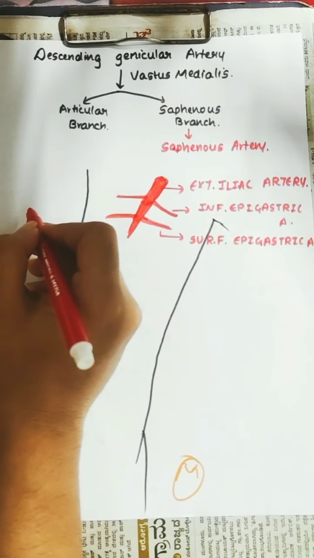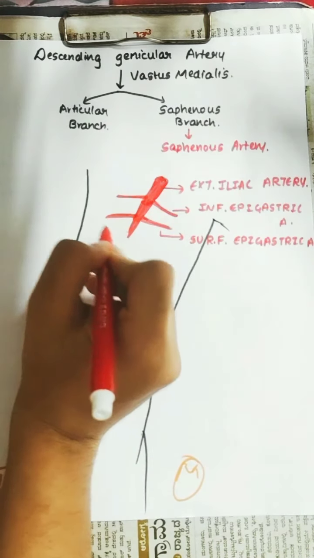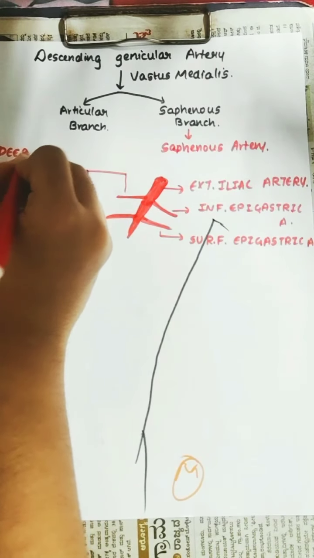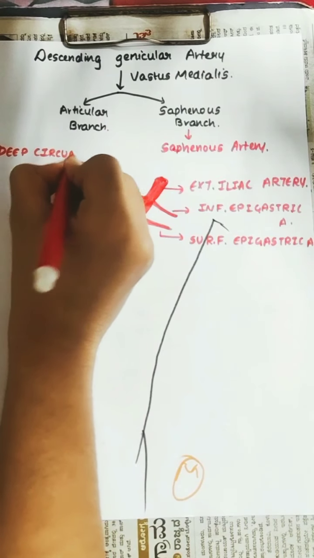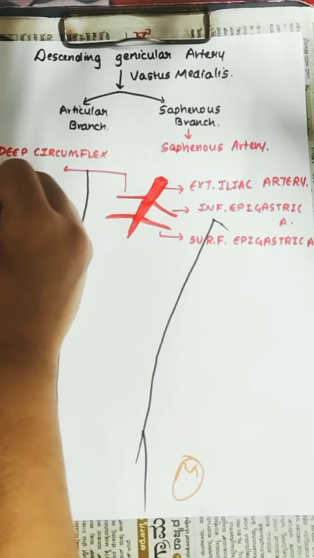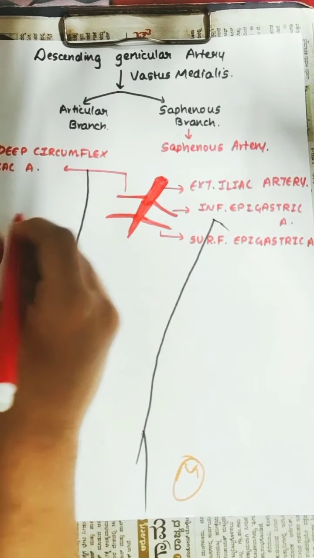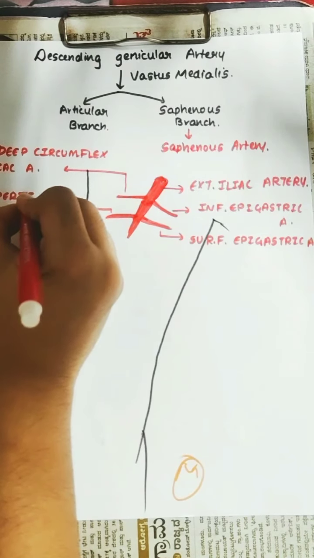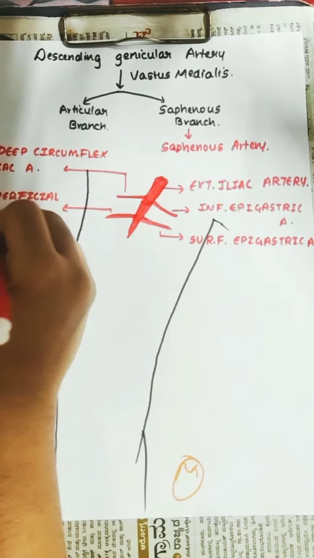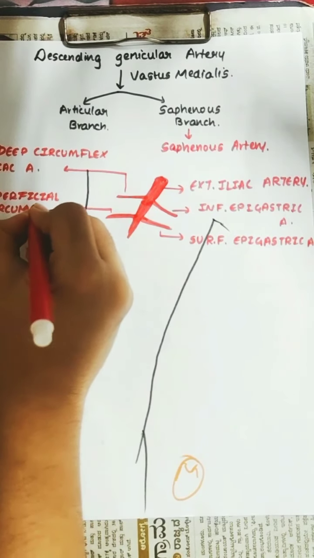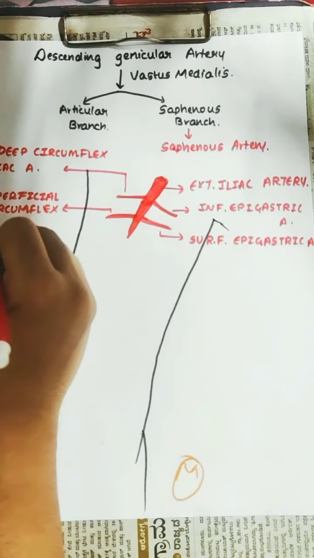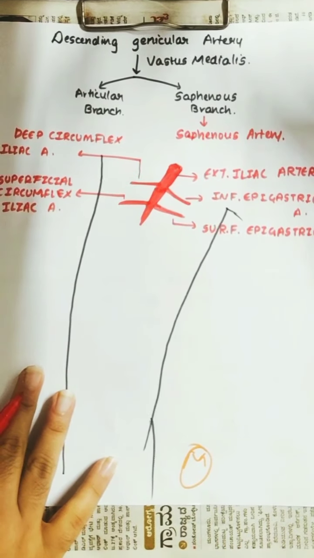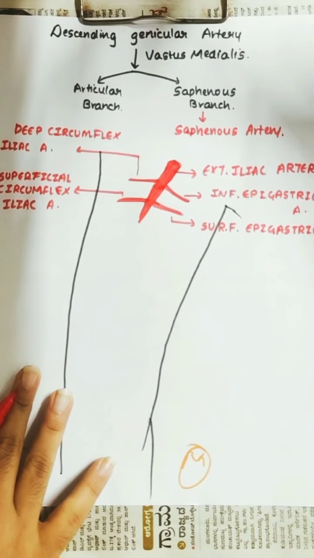On the other side, that is on the lateral side, it gives rise to the deep circumflex iliac artery as well as the superficial circumflex iliac artery. So deep circumflex iliac artery as well as the superficial circumflex iliac artery.